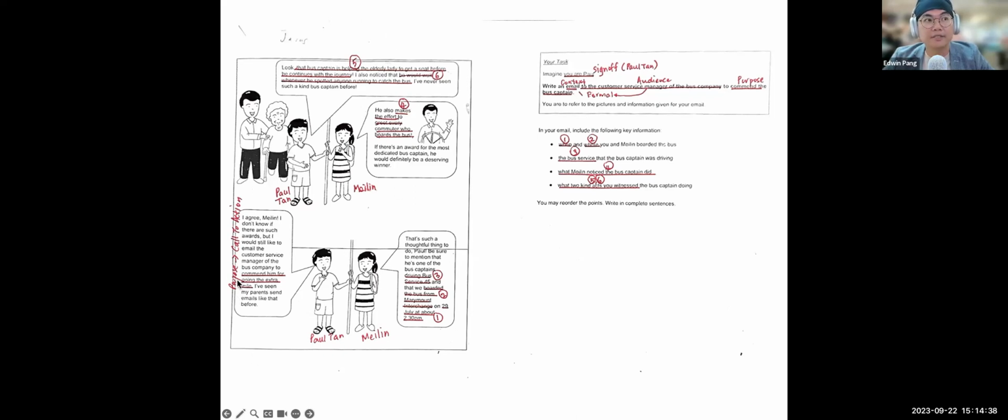Okay, and then notice there's another purpose here. This purpose, right, is to be added to my call to action at the end. Okay, so when I say, I hope that you will commend the bus captain for going the extra mile, I can use the words extra mile from here. So remember, I don't invent new words. I use the words that are given to me in the picture and the passage so that I can be safe.